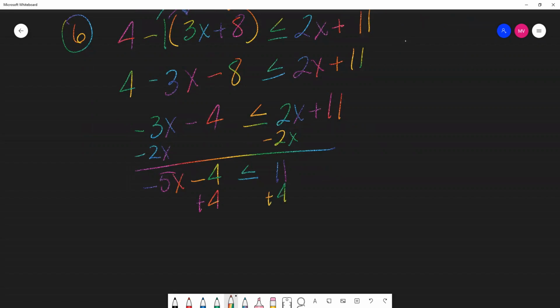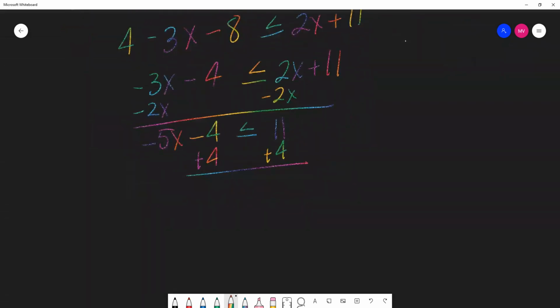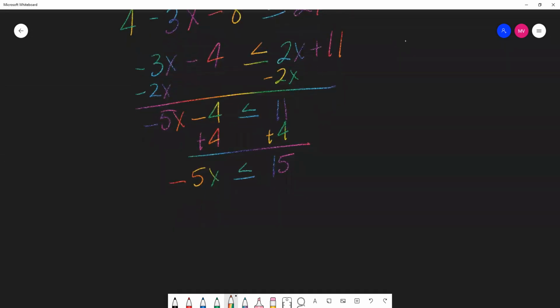So let's get all of our constants on one side. We end up with -5x less than or equal to 15. Okay, last step. Okay, and so our final inequality is what? There we go, yes. So we had divided by a negative, so we have to flip our inequality. So it's actually x is greater than or equal to -3.